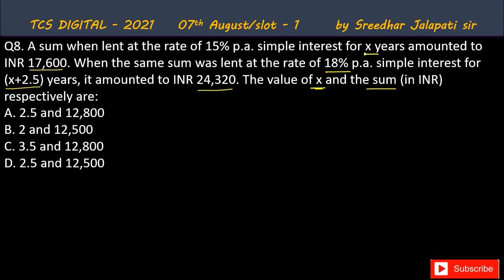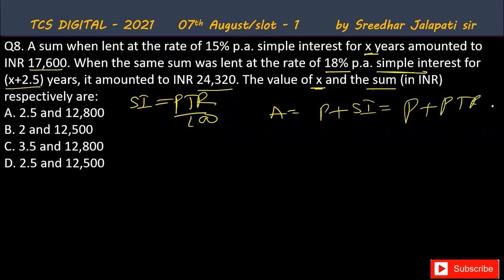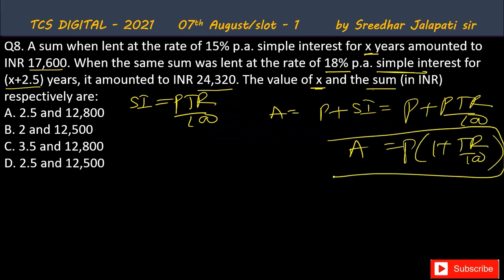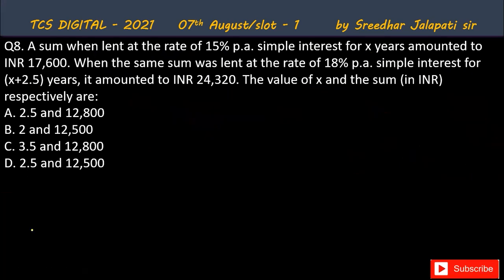X is nothing but time period and sum is principal. By the way, this question is under simple interest, right? So under simple interest, formula for amount. First of all, SI is PTR by 100. Then amount is principal plus interest, that is P plus PTR by 100. If I take P common, 1 plus TR by 100. So we can use this formula for amount straight away: under simple interest, amount is P into 1 plus TR by 100.